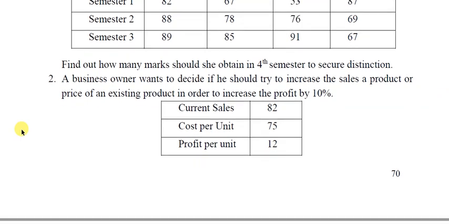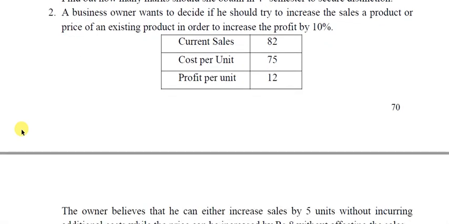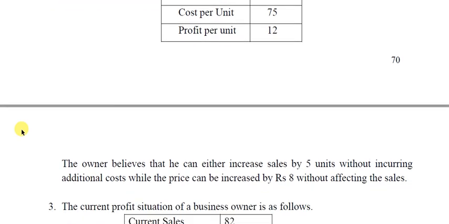Second question is also there. A business owner wants to decide if he should try to increase the sales, a product or price of an existing product in order to increase the profit by 10%. So these values are given. So these are the conditions that the owner believes that he can either increase sales by 5 units without incurring additional cost, while the price can be increased by rupees 8 without affecting the sales. Okay, so there are two options, either sales should be increased or price should be increased. So how that will happen, you will have to tell.